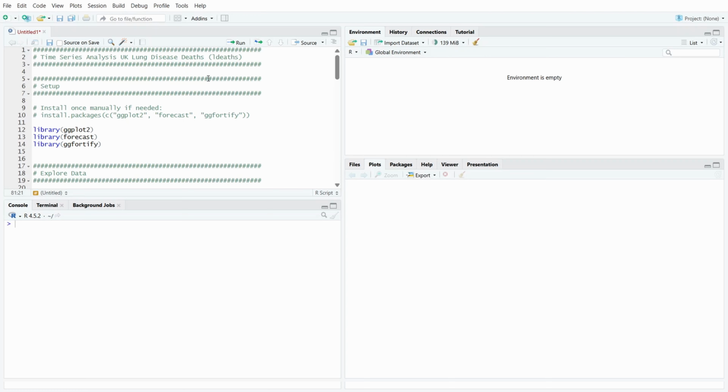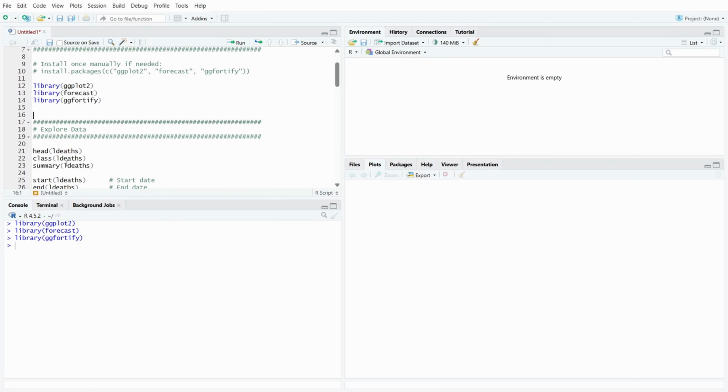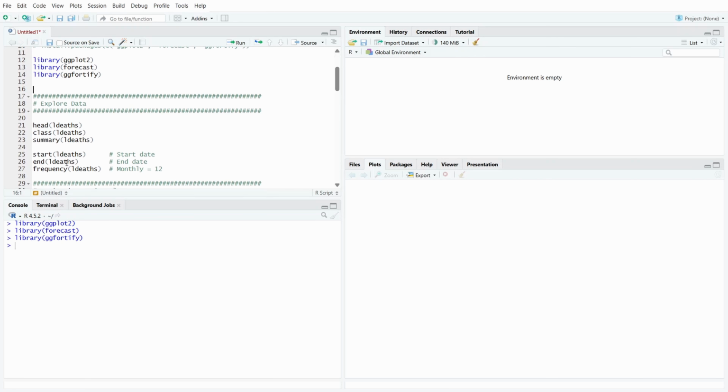We'll start by loading our toolkit: ggplot2 for the visuals, forecast for the math, and ggfortify to help them talk to each other. We are using the LDeaths dataset. This represents real-world surveillance data, the kind of information a health agency uses to monitor a population. Let's look at the raw data first.